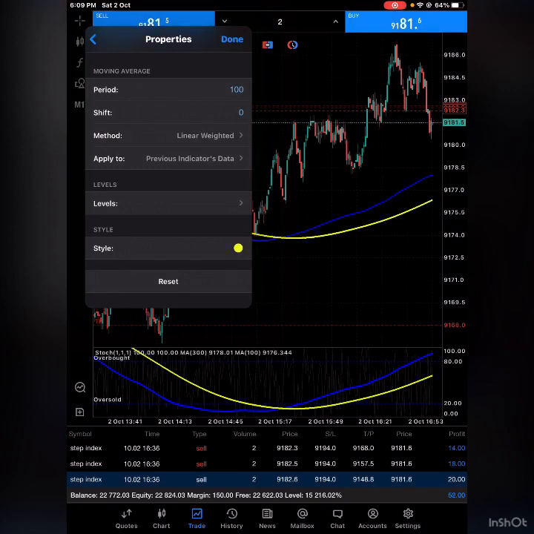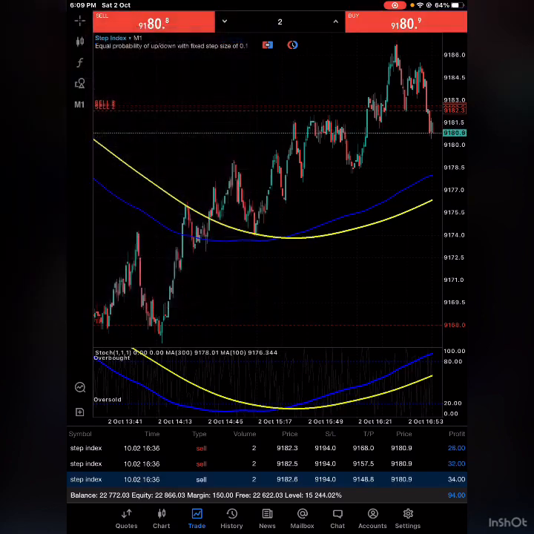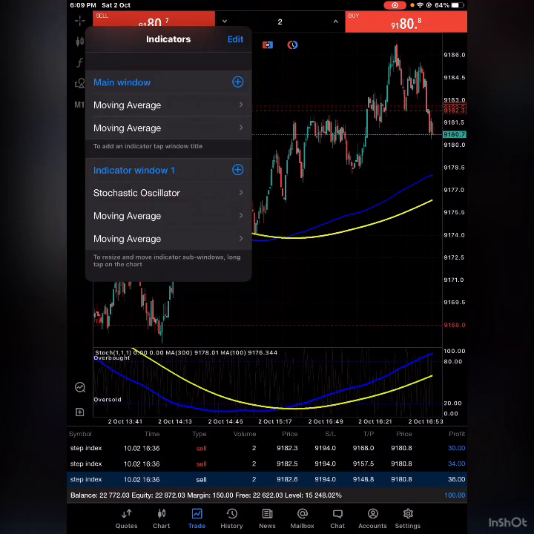Because when you finish with the method being linear weighted, the apply to will now be previous indicator's data. Now, if you have actually put 100 first, then it means that you will do previous indicator data on 300, which is wrong. You are going to do it for the 100. Then after that, you will now add stochastic.